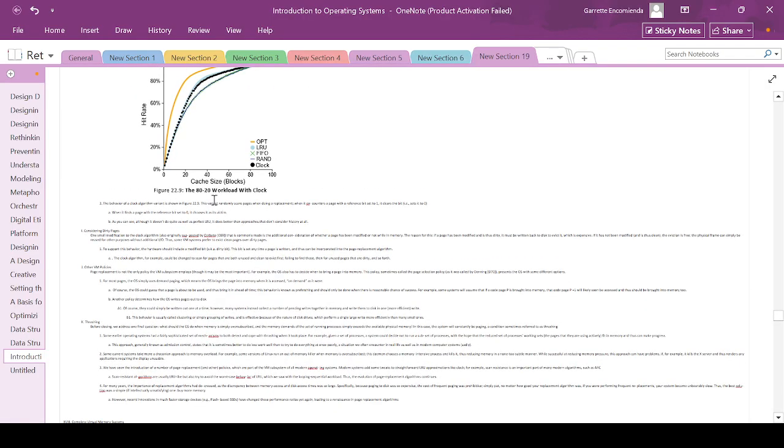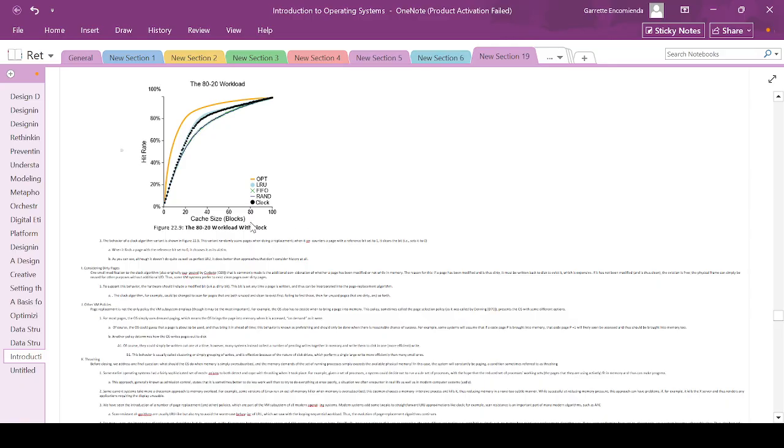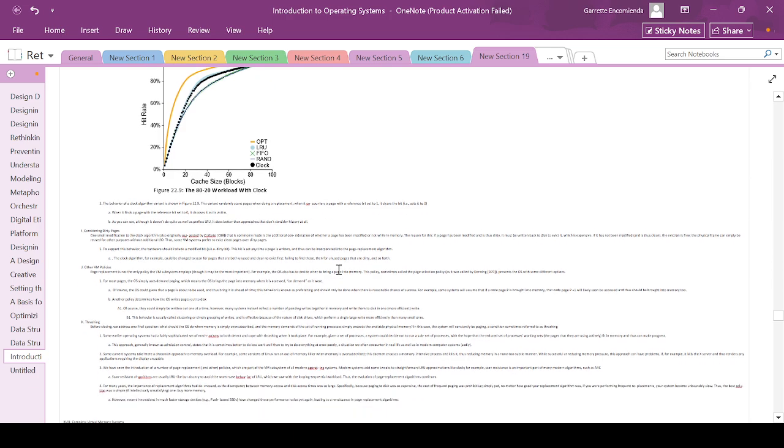So these are the cache sizes and blocks. As you make the cache bigger, LRU approaches the optimal, while FIFO does not do as well compared to LRU. The clock doesn't perform as well as LRU, but it doesn't scan everything either. So it's a good trade-off.